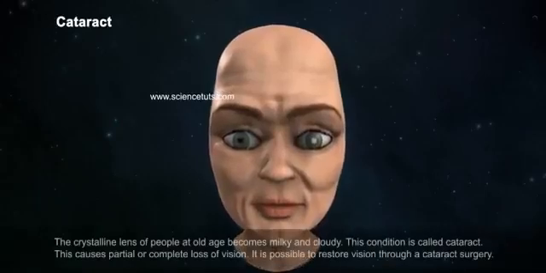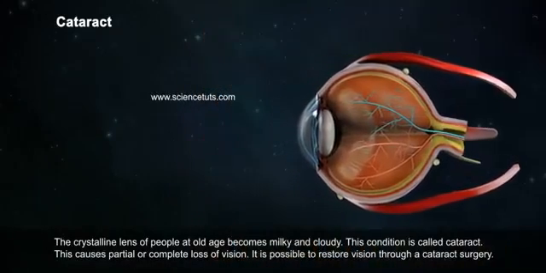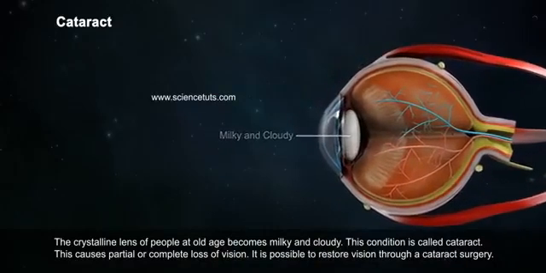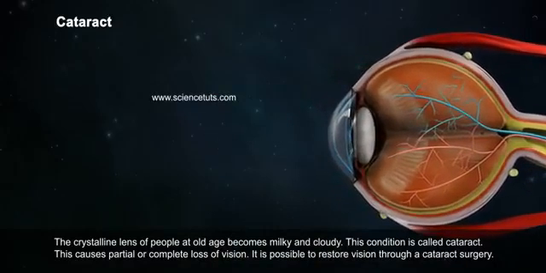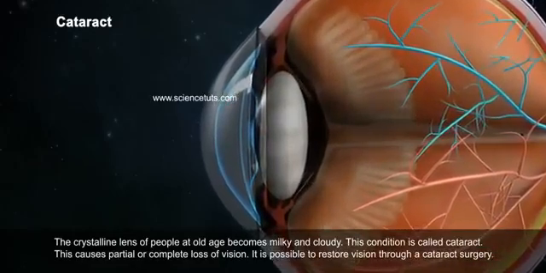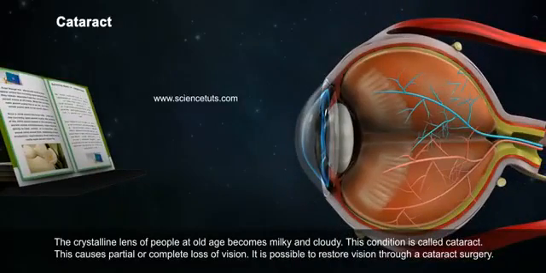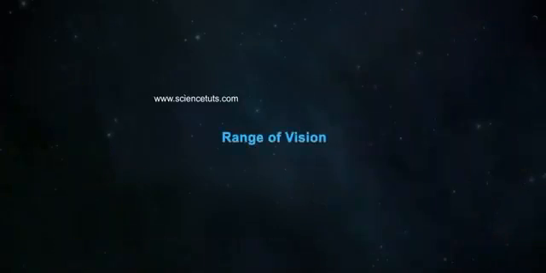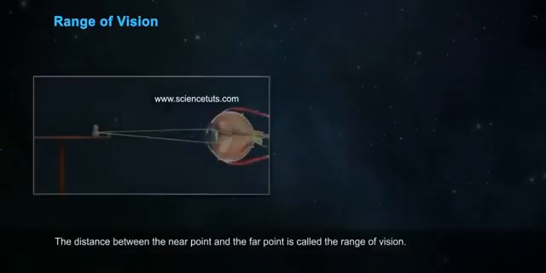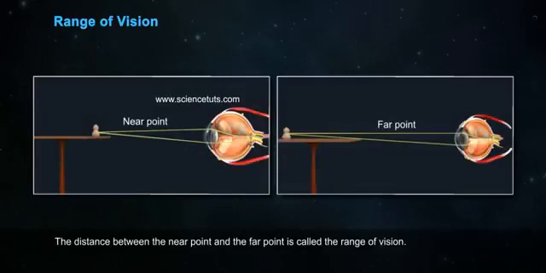Cataract. The crystalline lens of people at old age becomes milky and cloudy. This condition is called cataract. This causes partial or complete loss of vision. It is possible to restore vision through a cataract surgery. Range of vision. The distance between the near point and the far point is called the range of vision.